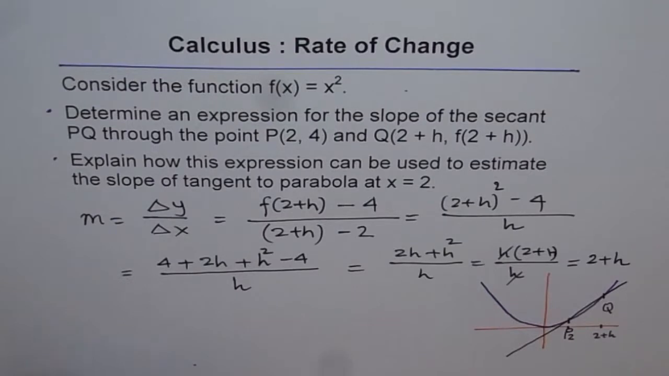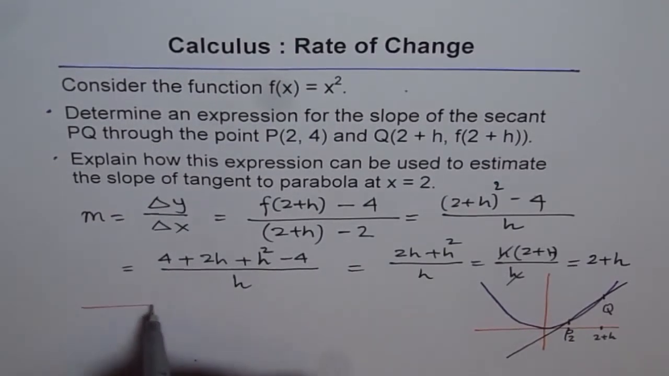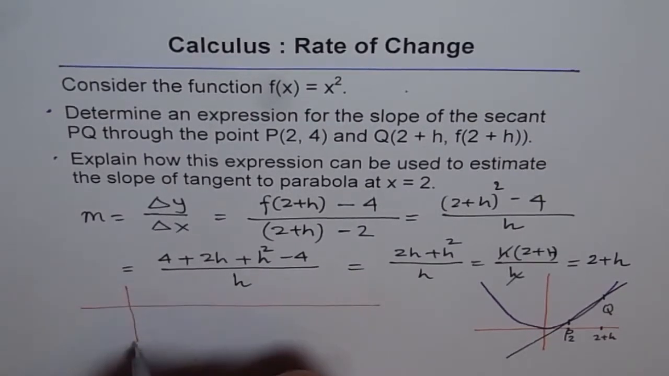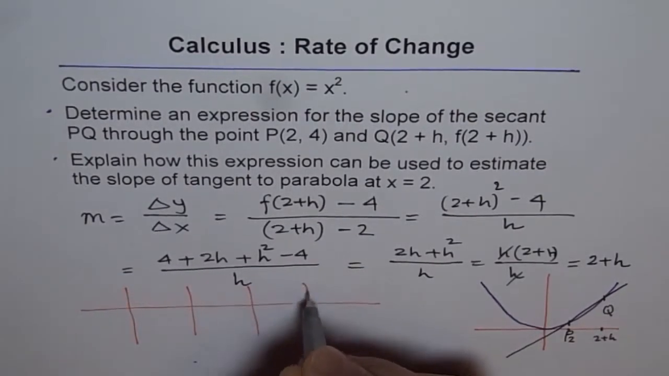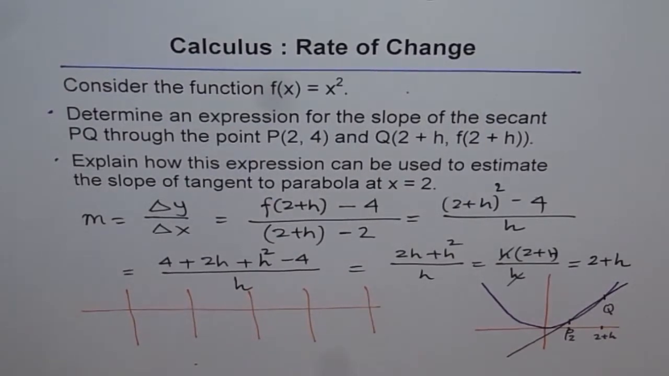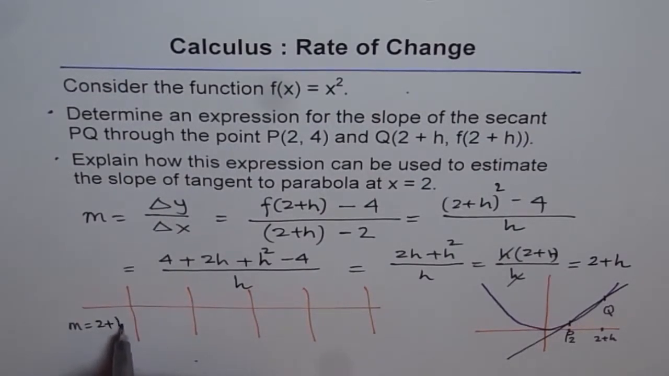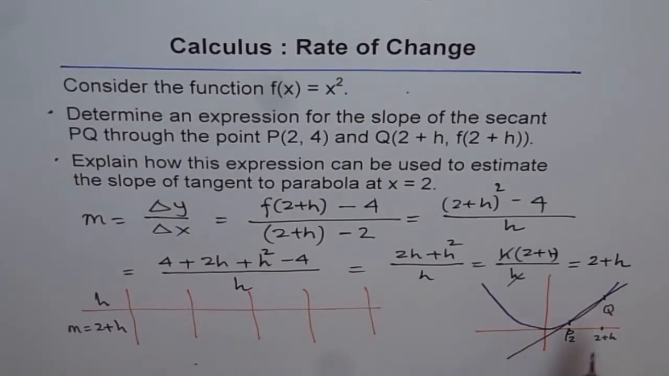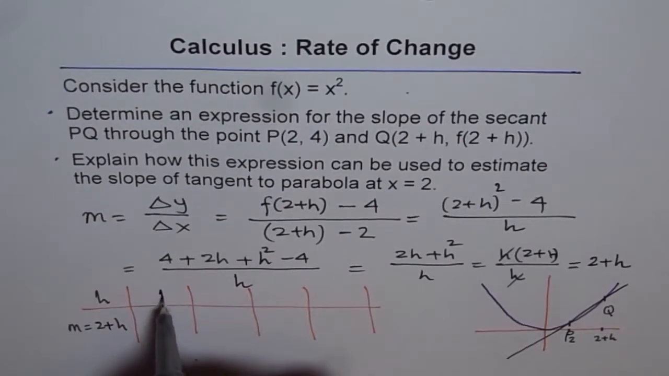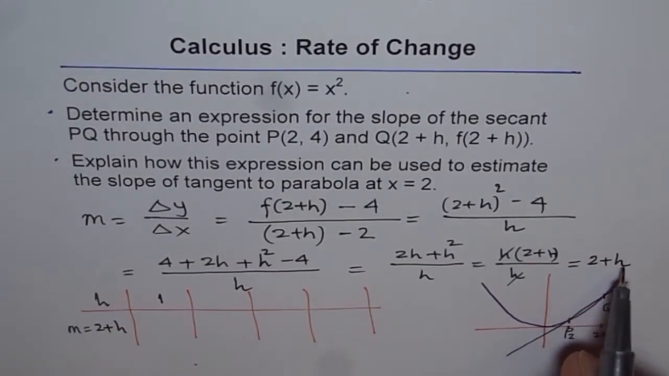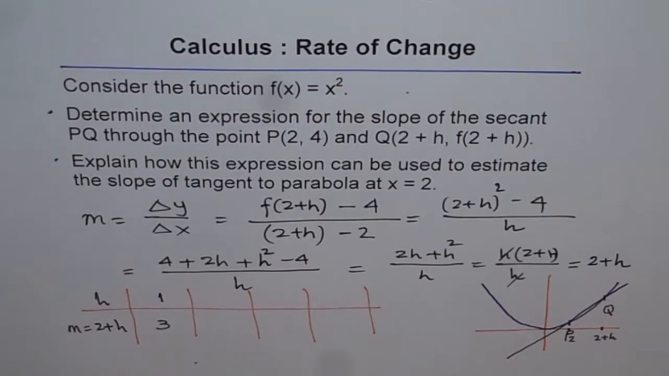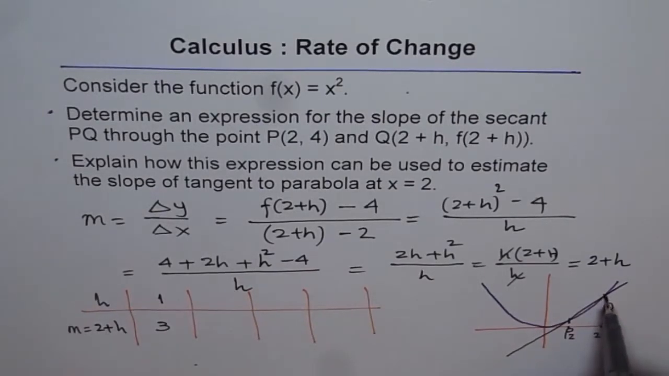So let's make kind of a table. I'm just sketching. We'll make a table here to understand this concept, right? So for different values of h, we know the slope m equals 2 plus h, right? And here we'll write down different values of h. So if I write h as 1, then my answer will be 2 plus 1. So I get 3 as the slope. Let's say this is the point 3, right?